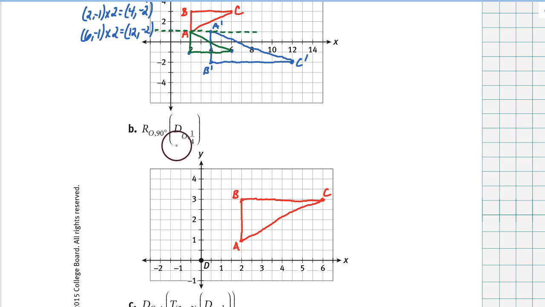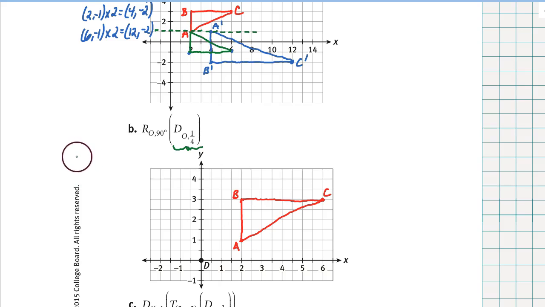The first transformation we're going to do is the dilation around the origin with scale factor 1/4. We want to make the triangle 1/4 as large. To do that, we can multiply that scale factor to the coordinates of points A, B, and C. You can do that in the left margin.